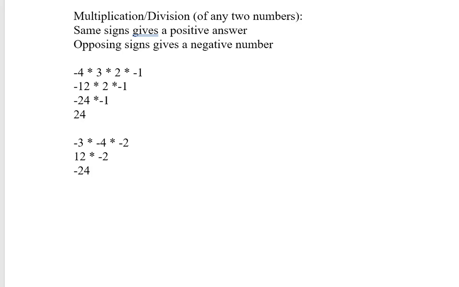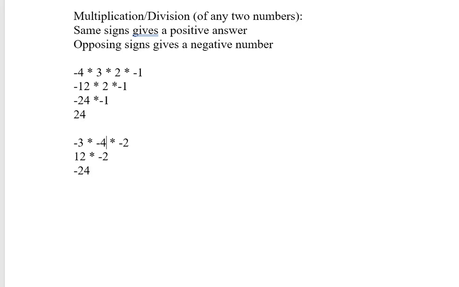So I have a -4 and a +3 that I'm multiplying together. My answer is a -12. I have opposing signs, so that gives me a negative number. And then I'm going to multiply that by a +2 and then a -1. So if I have my -12 and I multiply that by a 2, I wind up with a -24. Again, I have a negative number here and a positive number here.